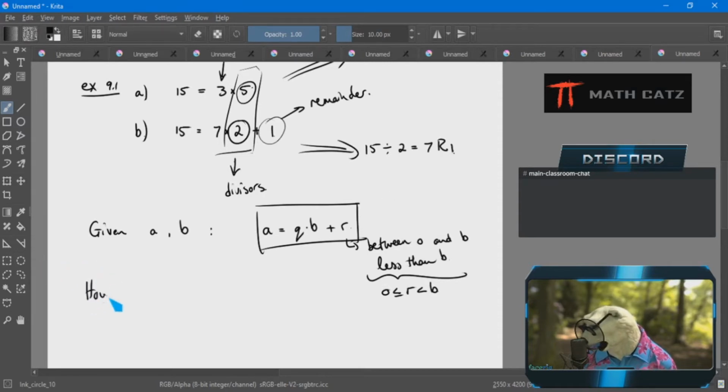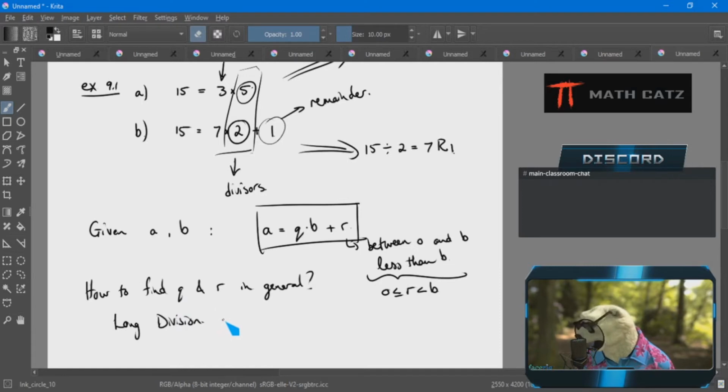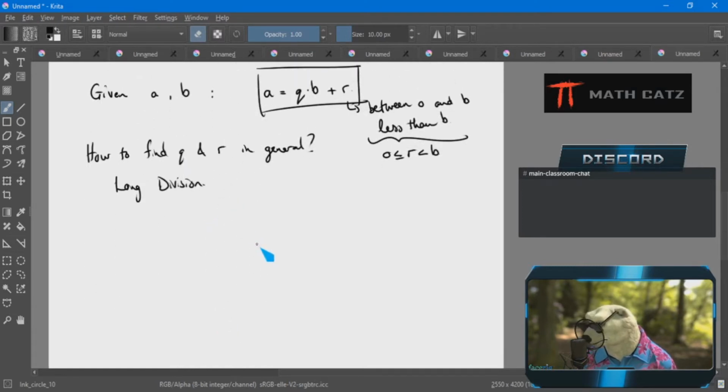Let's say here, how to find Q and R in general. That is where we're going to use our long division method. Now, unfortunately, the division method being called long division is quite unfortunate, because kids hear the word long and they immediately know that this is going to be unpleasant. It's just the division. It's just division.